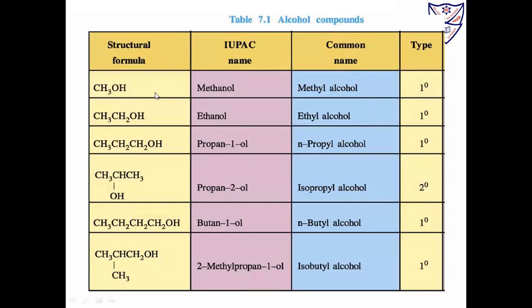So CH3OH, methanol. Its common name is methyl alcohol, that is primary. Ethanol, ethyl alcohol. Propan-1-ol, n-propyl alcohol. Propan-2-ol, isopropyl alcohol. Butan-1-ol, n-butyl alcohol. 2-methylpropan-1-ol, isobutyl alcohol. So these are the types of primary and secondary.